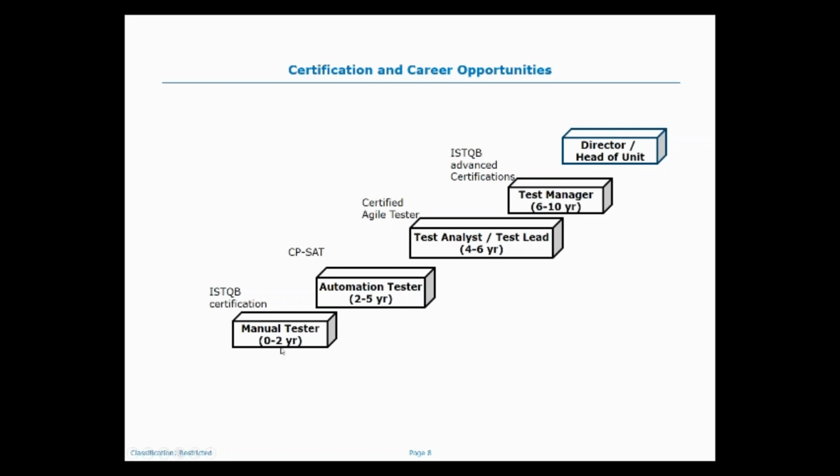At 0 to 2 years, you generally will be doing a manual tester job. Then once your experience has grown, you know the product, and you also know the language in which the product is developed and are a little inclined towards that, you can go for automation tester, then test analyst or test lead, test manager, and director. If you see this designation, even the director position you can achieve without this certification. But how the certification helps is that it will accelerate your growth.